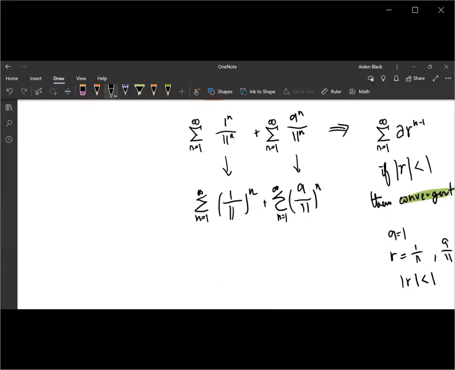So now that we know we have two convergent series, let's sum them up. We have n is equal to 1 to infinity, 1 over 11 to the n. To find the sum, we have to find our first term and divide it by 1 minus the common ratio.